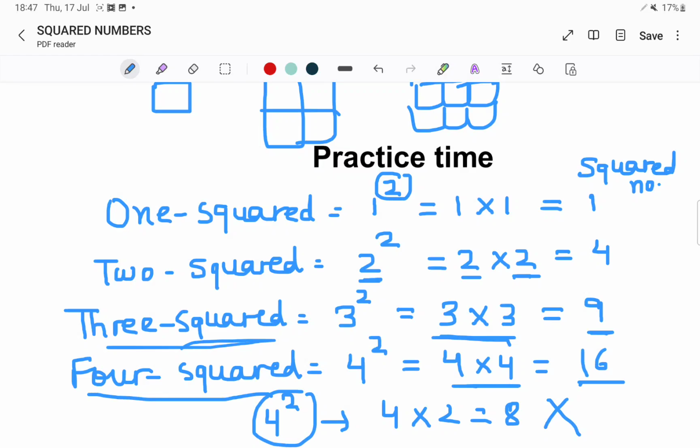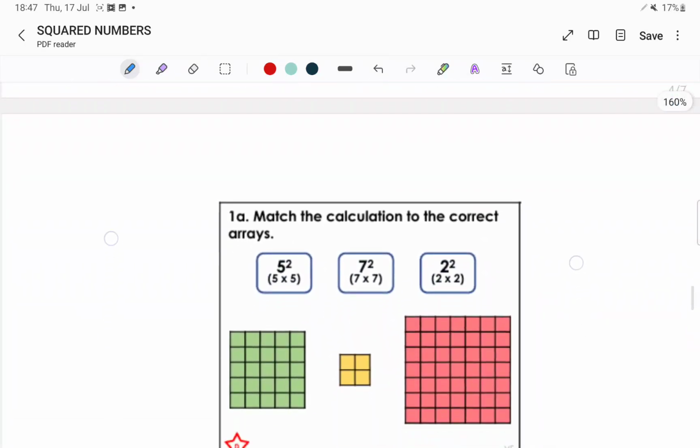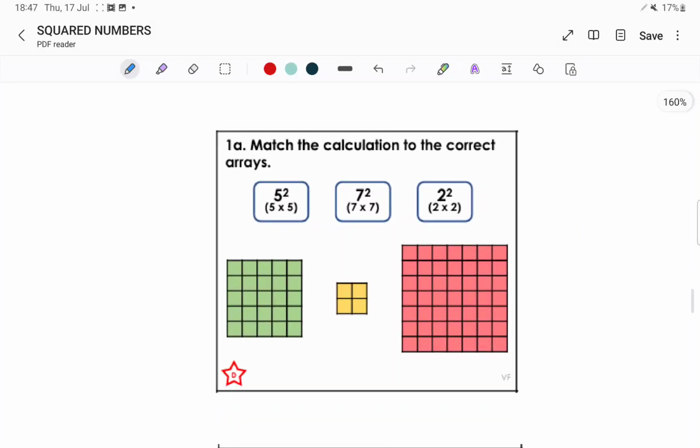So this way you can remember, because this is the most common mistake most students make in the beginning. Now we will do some practice questions. These practice questions will involve the notation, how to represent squared numbers, how to match them, how to find them. So the first question is, match the calculations to the correct arrays.